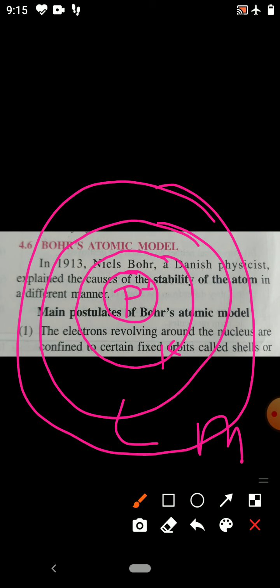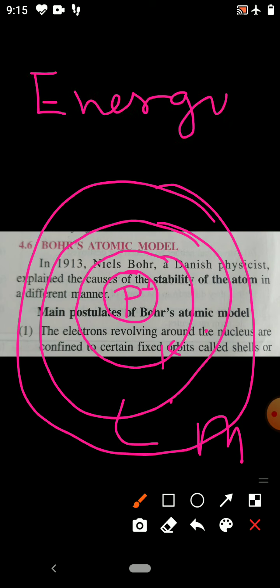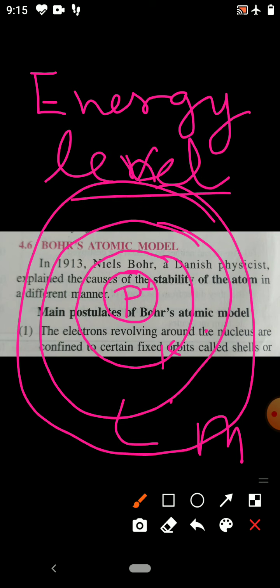Each orbit is associated with a certain amount of energy. Therefore, these orbits were called energy levels. The first orbit is the first energy level, second orbit the second energy level, third orbit the third energy level. They are represented by integers 1, 2, 3, 4 like this.